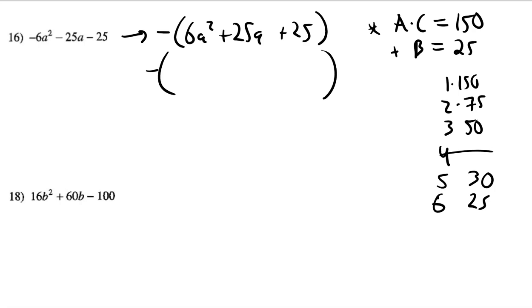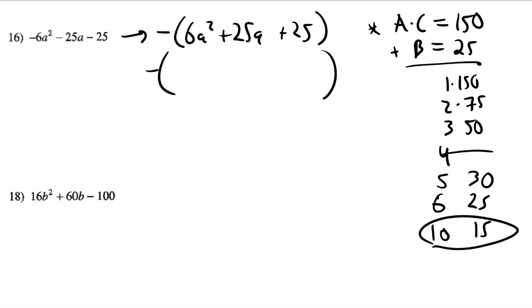7 doesn't go into it evenly. 8 doesn't go into it evenly. 9 doesn't go into it evenly. 10 does. 10 and 15. Okay, so I could have maybe done that without a list if I had done a little more work in my head, but sometimes I just like to make the list because I can just stumble upon it.